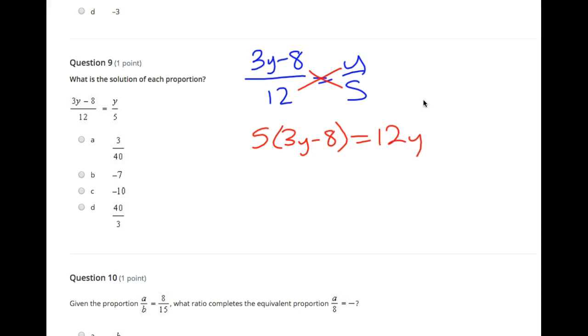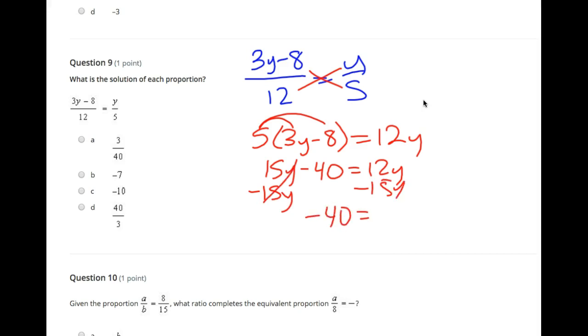Just like the right hand of the last problem, I have to distribute my 5 through with both my terms. I get 15y minus 40 equals 12y. This time I'm going to move my 15y to the other side. That just makes things a little cleaner. I'm dealing with some negatives now, but that's still okay. And then I get a negative 3y over here. Divide both sides by negative 3. And I get y equals 40 over 3.